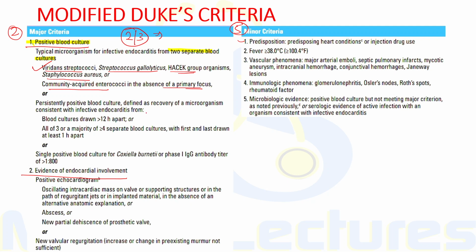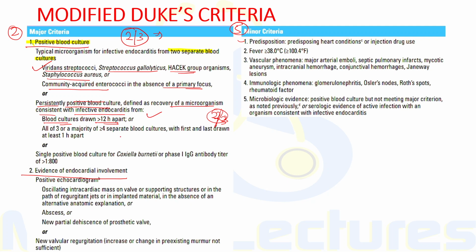Next is for atypical organisms. So for atypical organisms, this should be persistently positive blood culture, defined as recovery of microorganisms consistent with infective endocarditis from blood cultures drawn more than 12 hours apart. So we know that we repeat samples after 18 to 24 hours, sometimes after 12 hours. So if the second time also the bacteria is growing, then it will be positive for blood culture.